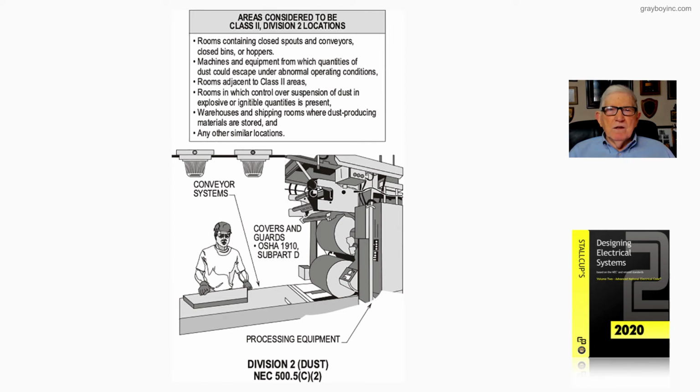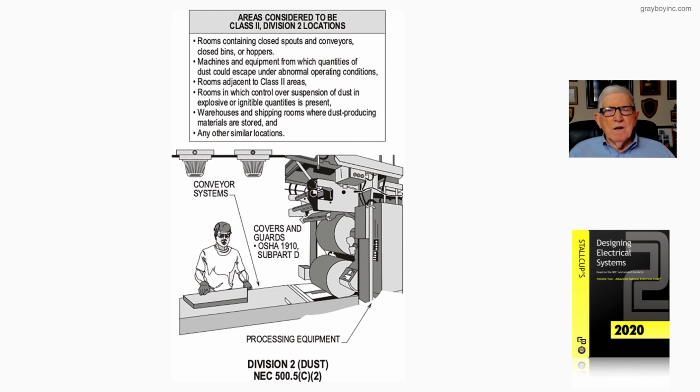499. So in the illustration, you see areas listed there where the bullets are that could be considered a Class 2 Division 2 area, such as warehouses, shipping rooms, where dust producing materials are stored. In other words, dust only might get loose when you're moving a product stored. This dust could create a dust cloud, or layers could occur.